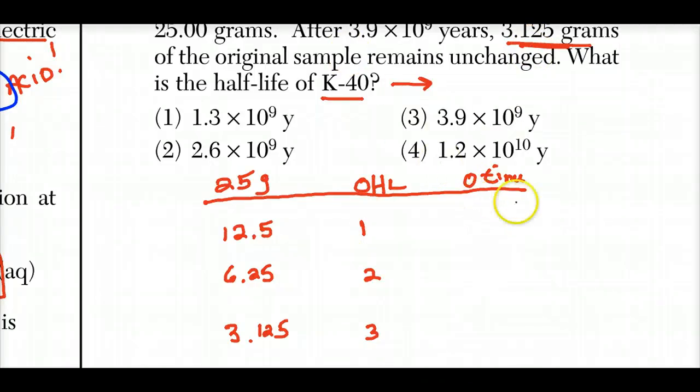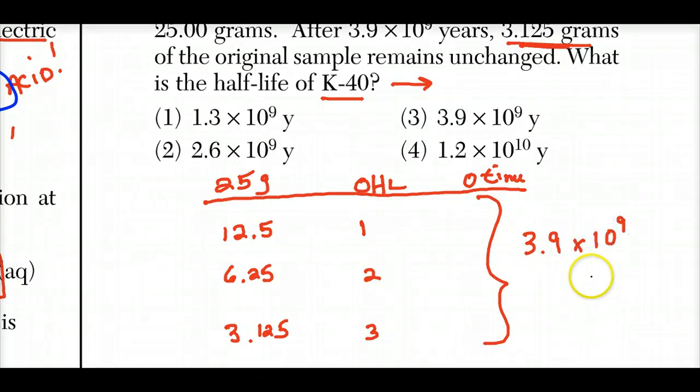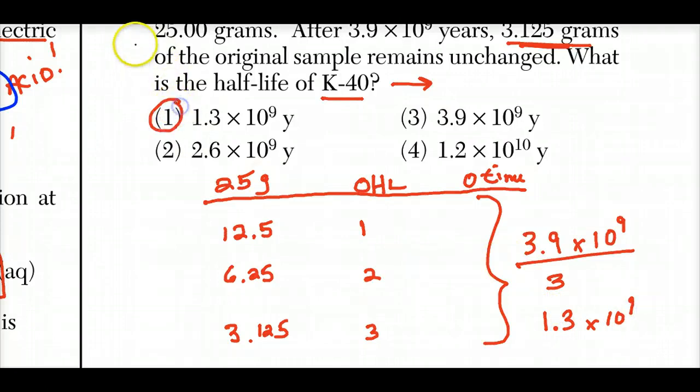The total time from 0 to the 3rd halving is 3.9 times 10 to the 9 years. Okay, well that's a total time, but 3 halvings have occurred. So what's the time for each half-life? I divide by 3. Okay, and 3.9 divided by 3 gives me 1.3 times 10 to the 9. And that's why choice 1 is the answer. 50 is choice 1. Nice little half-life problem to end off question number 50.